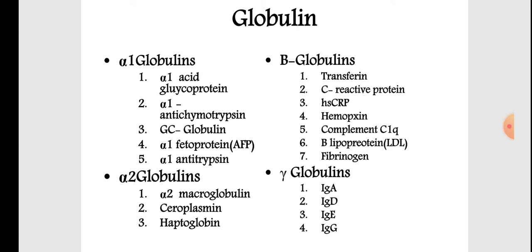Beta globulins include transferrin, C-reactive protein, high sensitivity C-reactive protein, hemopexin, complement, beta lipoprotein and fibrinogen. And finally the gamma globulins are IgA, IgD, IgE, IgG and IgM. These are the classification or type of plasma protein.